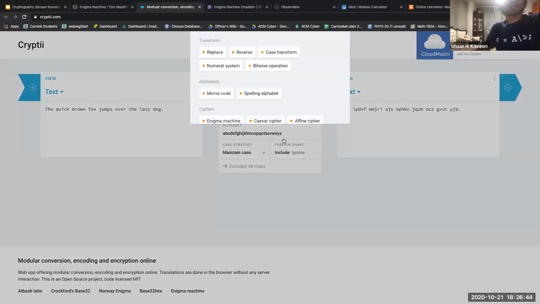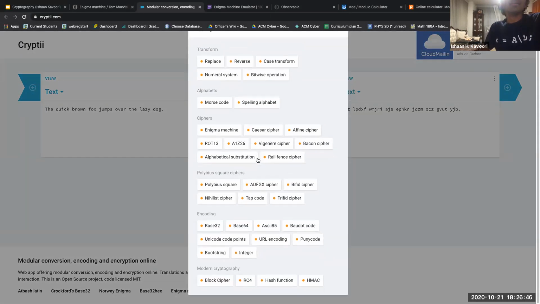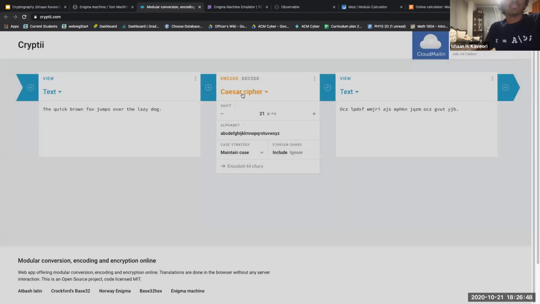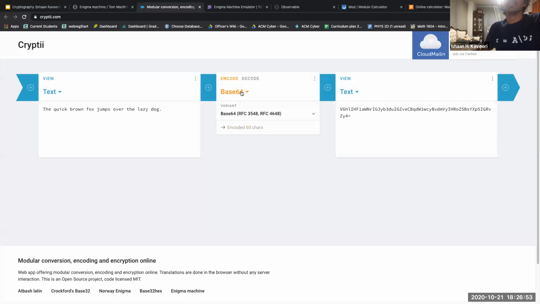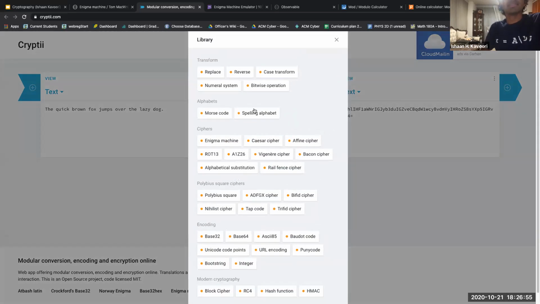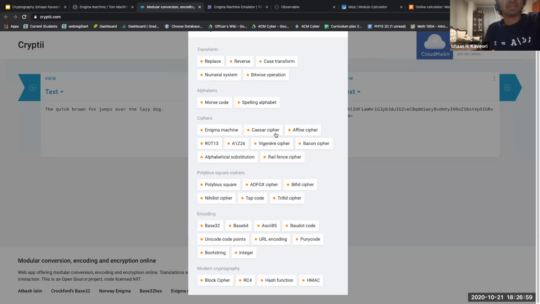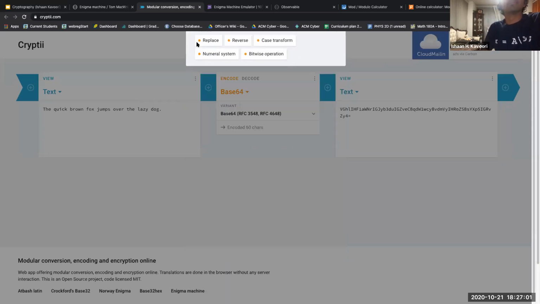Crypty.com, by the way, also has these. Yeah, it has base 32, base 64. I think if you wanted to do hexadecimal or binary, you might have to find some other sites or something, because I couldn't find one here.